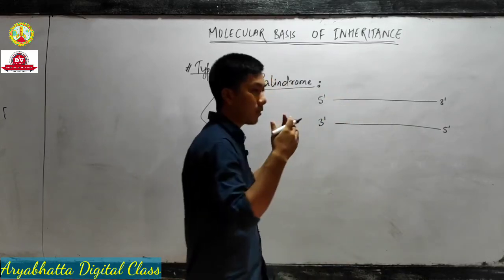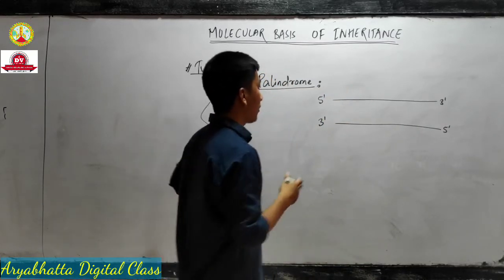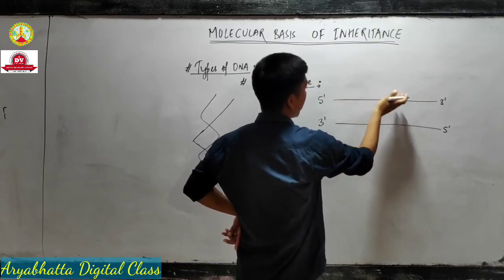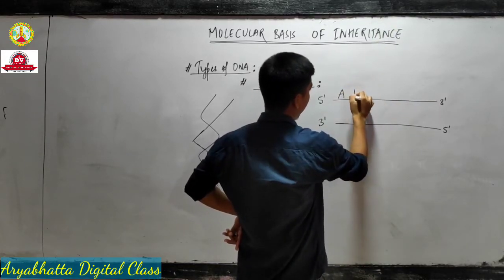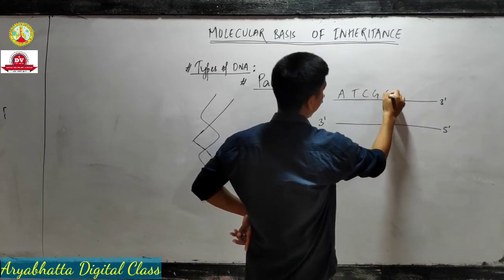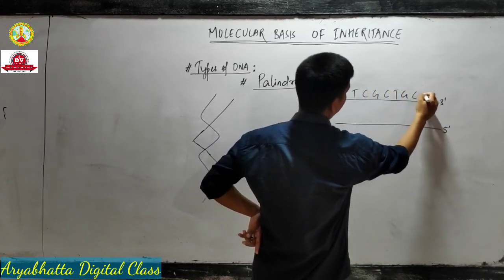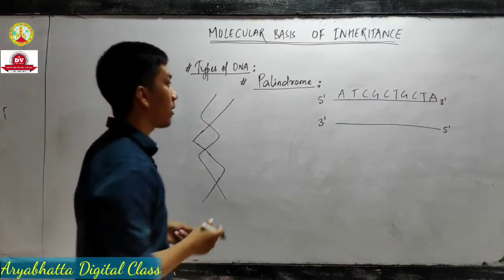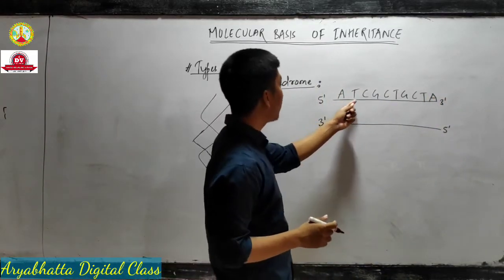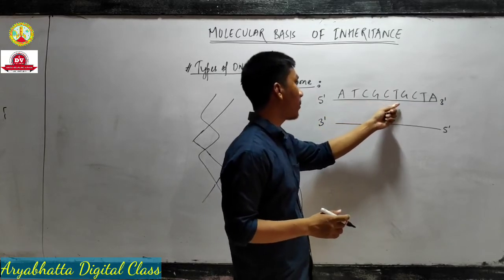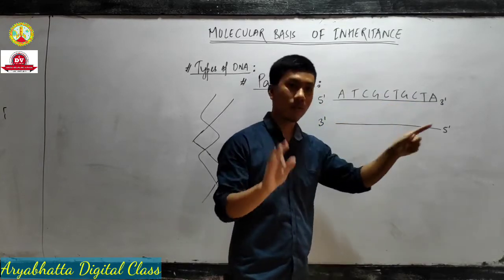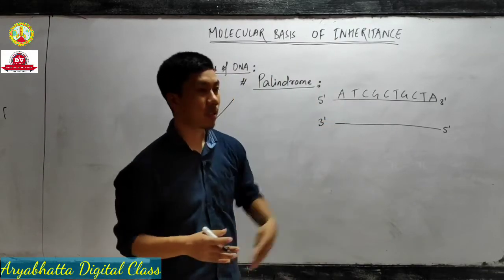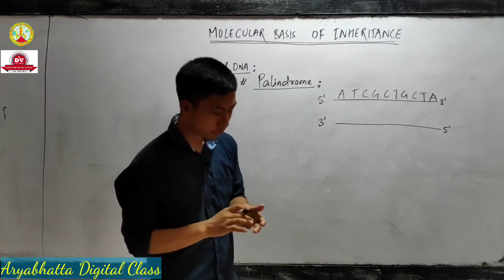Just for our concern, we are drawing like this. Let's take an example. There are nitrogenous bases like A, T, C, G, C, T, G, C, T, A. Here we have, suppose, nitrogenous bases: adenine, thymine, cytosine, guanine, cytosine, thymine, guanine, cytosine, thymine, adenine. So we have a long chain of nitrogenous bases along with the pentose sugar.